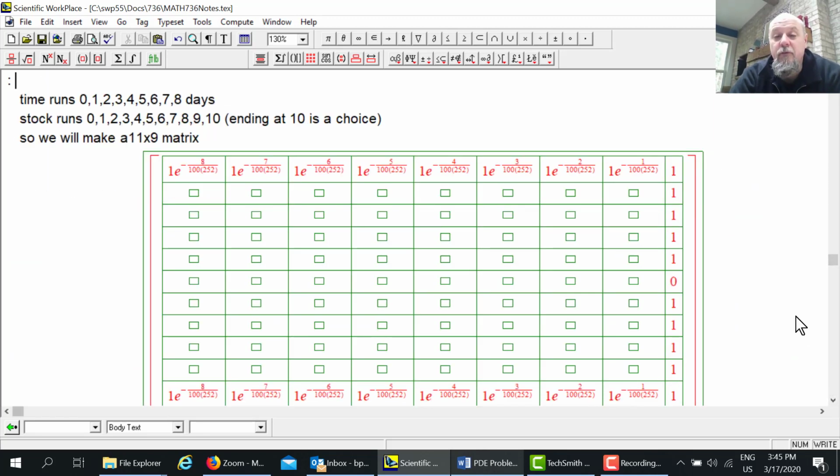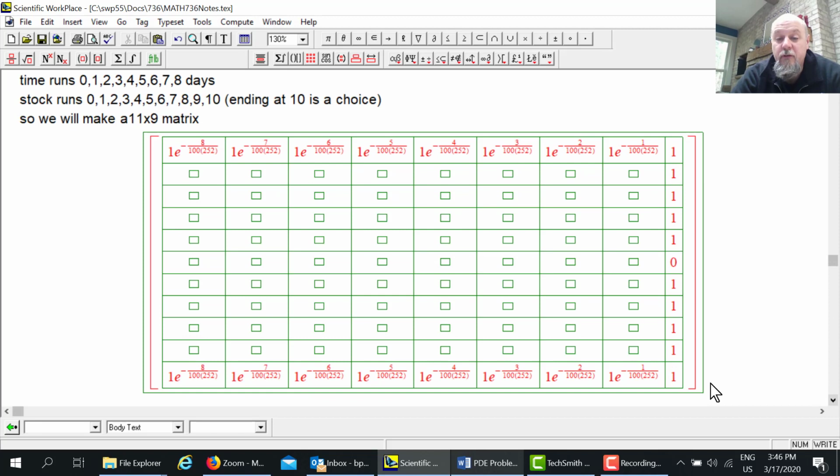The first thing I did was put in the boundaries. If the stock ends up at 0, it stays at 0. So I just took this dollar and discounted it 1 day, 2 days, 3 days, etc. So I can fill in the top. Likewise, if it ever hits $10, it won't necessarily stay at $10, but it probably finishes above 6, so you'll get $1. So I just discounted that dollar all the way through.